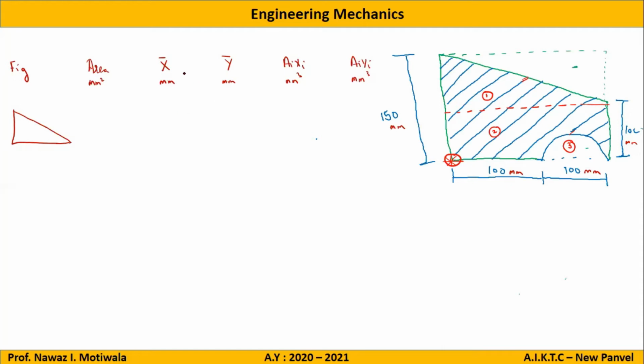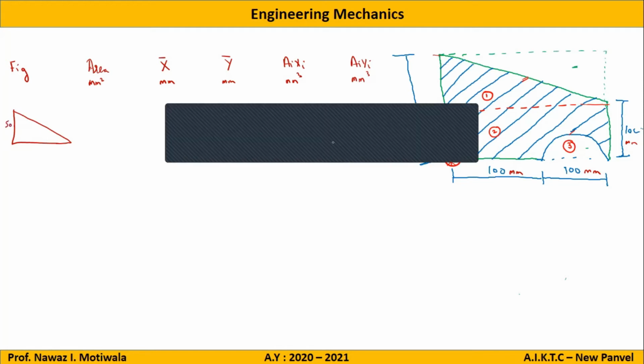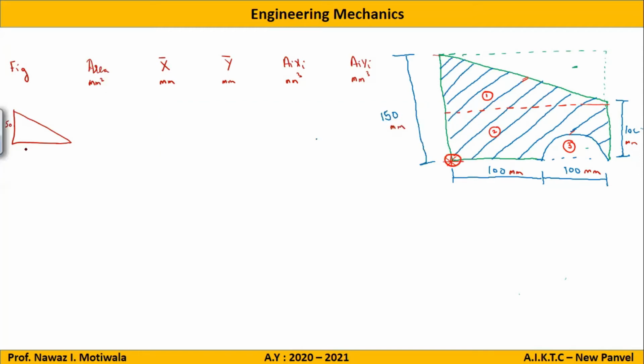Very good. See here, हमको दिया है on the right hand side the total height from this point to this point is 150, out of which this rectangle which we have considered is 100 mm. So the remaining height will be 50, which will be going to the triangle part. So 50 is the triangle height, and then the base will be 200 because the entire base is occupied by the triangle side.